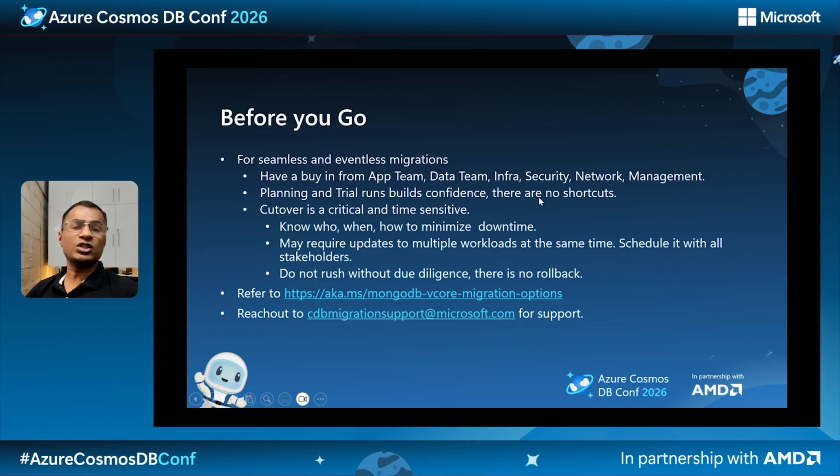Before you go, I just want to re-emphasize that migrations are only considered successful if they are seamless and eventless. So you need to have a buy-in from all the stakeholders. It could be your app team, data team, infra team, security, network, management, etc. You have to take their buy-in and then do the migration. Planning and trials are important to build your confidence. There are no shortcuts, unfortunately.